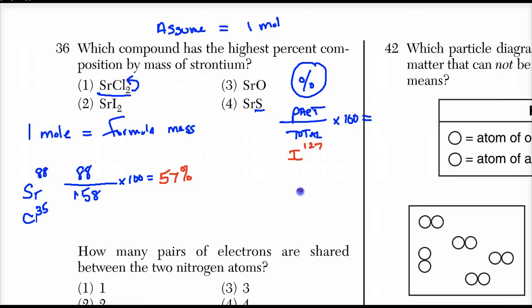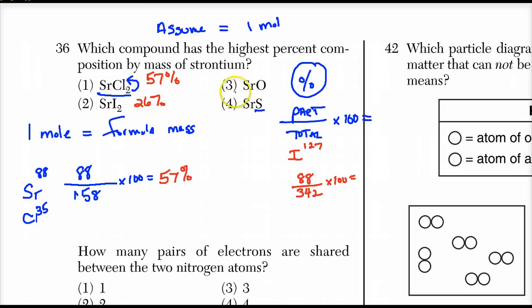All right, so 342, you can see that the bottom number is bigger, and there's only 1 strontium, so times it by 100, we're going to get a lower percentage. You can see how this is working here. Divided by 342. And times by 100, you get 26%. So this one is 26%. This is 57%. And you know what?